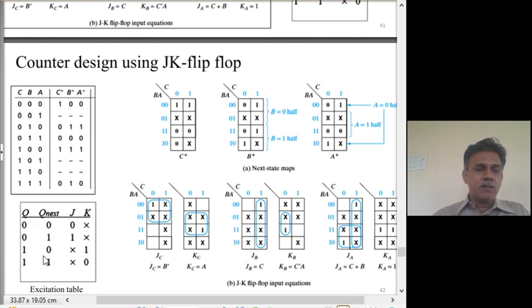This next two rows tells, for C equal to 1, J's are don't cares. So these are all don't cares. So this is the condition. When C is equal to 1, the condition tells that J's are don't cares. And C equal to 0 means K's are don't cares.